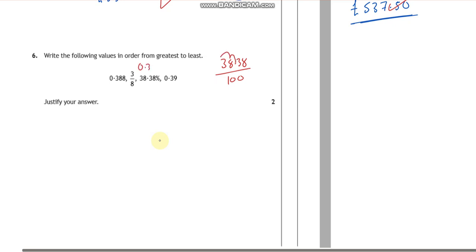So that's 0.3838. So that means I've got 3 decimals. Very good. So far the biggest one is 0.39. Okay, and then I've got 0.388, and then I've got 0.3838. Okay, so I've done these ones.